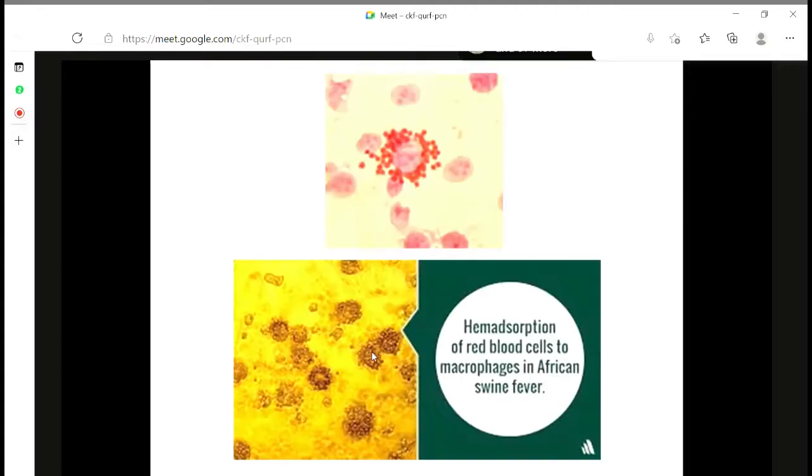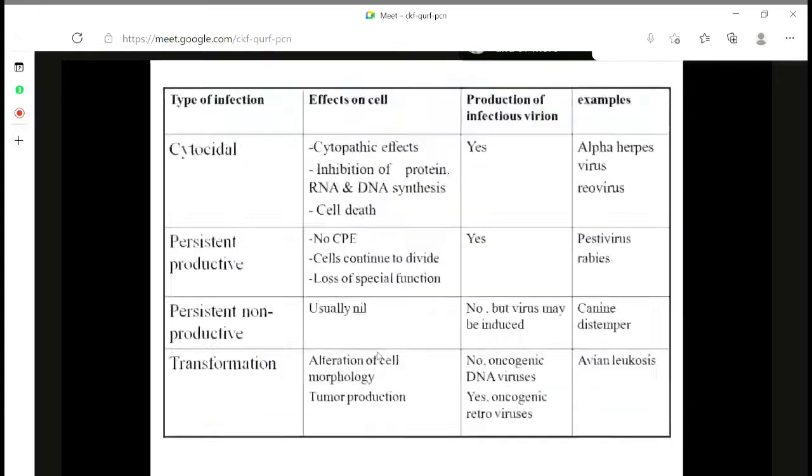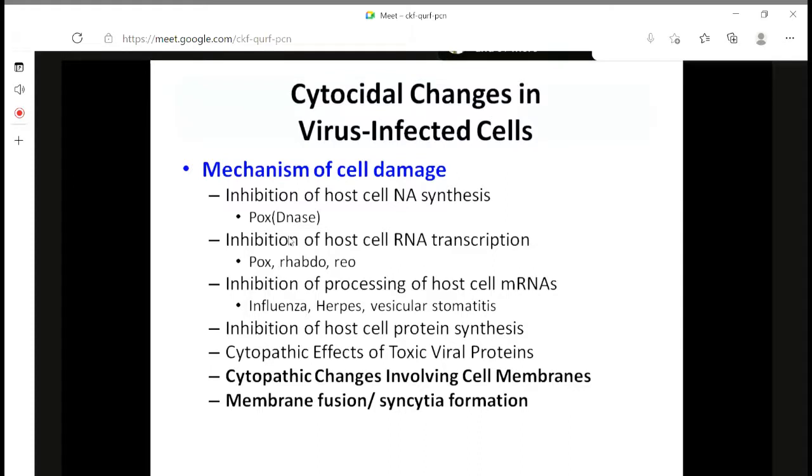So again, if you just recollect briefly, how the cytocidal changes may take place. It may be because of inhibition of host cell nucleic acid synthesis, host cell RNA transcription, or inhibition of the processing of host cell messenger RNA, or host cell protein synthesis inhibition. Then some of the toxic viral proteins may damage the cell membrane, which leads to cell lysis.